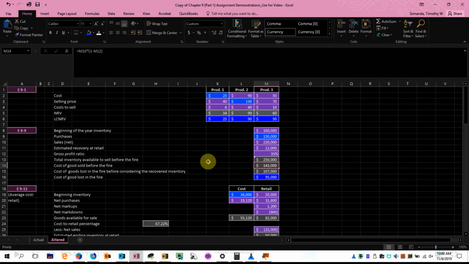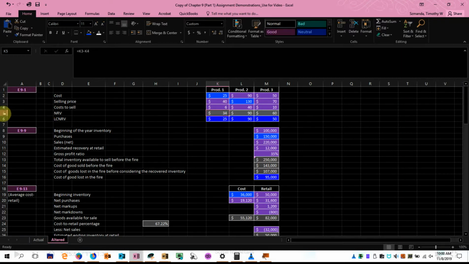Well, the first exercise, 9-1, is one of your Connect problems. And it asks us to calculate the lower of cost, what we paid for inventory items, and the net realizable value. So the net realizable value is our first calculation then, and it's the difference between our selling price and the cost to sell. So 40 minus 6 is 34.